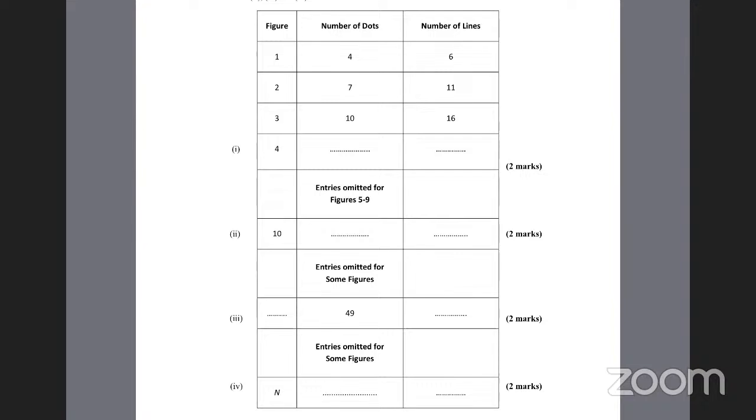Well done. Yeah, start with the formula, right? Start with the formula, then figure out 4, and then 49, and then you're kind of ready. But start with the last rule.